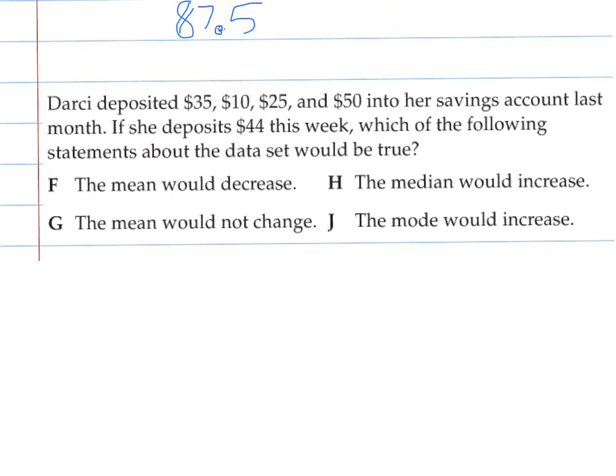Darcy deposited $35, $10, $35, $25, and $50 into her savings account last month. If she deposits $44 this week, what will happen to the data set? So again, same type of deal. Why don't we test out the mean?